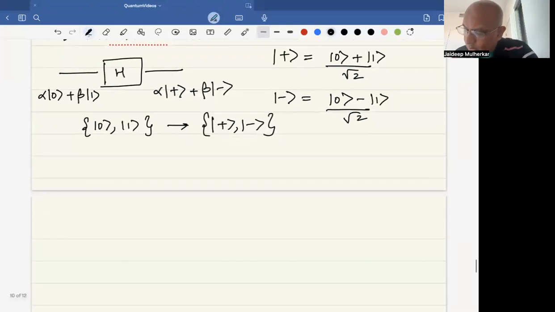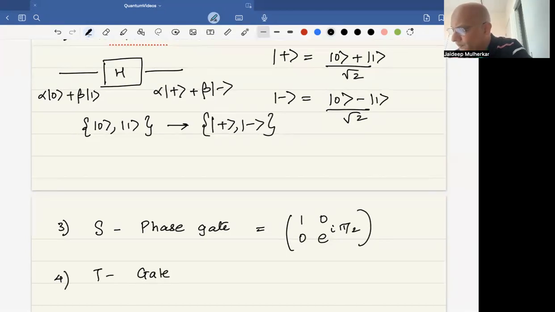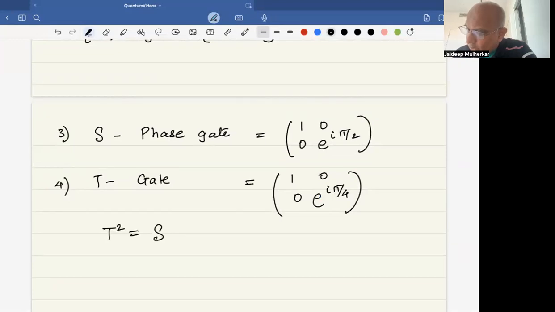There are other gates as well. For example, there is the S gate, which is called the phase gate, and is 1 0 0 e to the i pi over 2. And then there is the T gate, which is equal to 1 0 0 e to the i pi over 4. So we get T squared is equal to S. And notice that these are unitary matrices, so they can have complex entries.